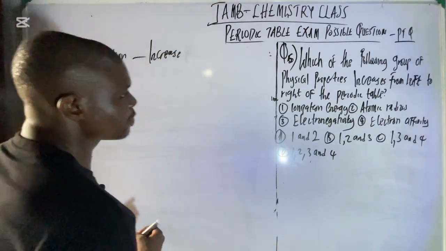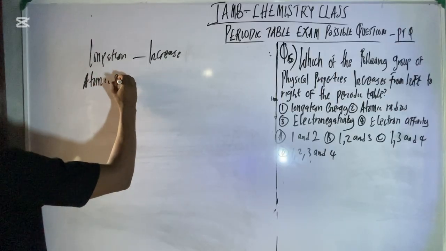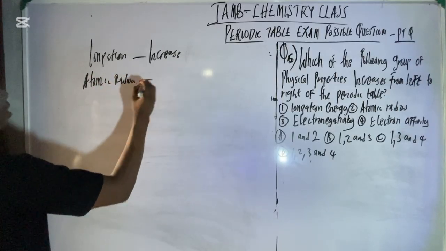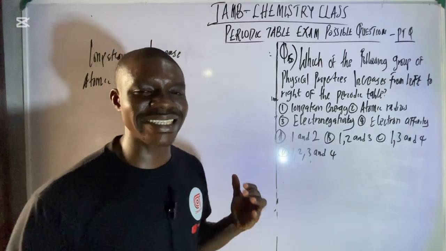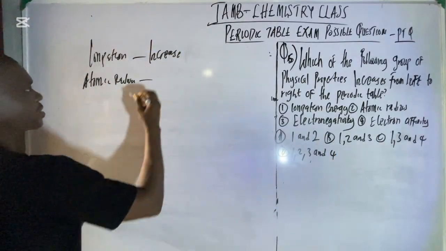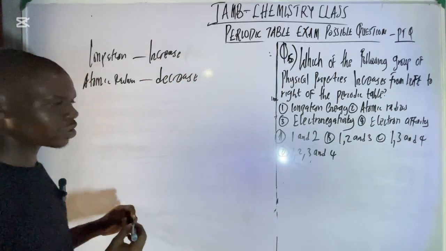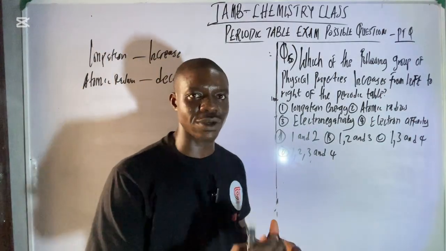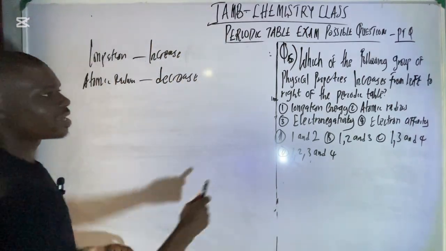So look at atomic radius. Atomic radius decreases from left to right. There's a decrease in the size of the atom from left to right. Very important. And there's a reason for that.